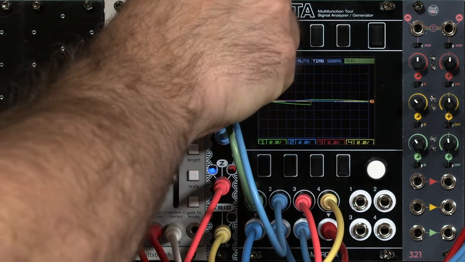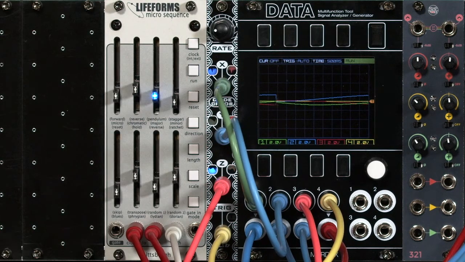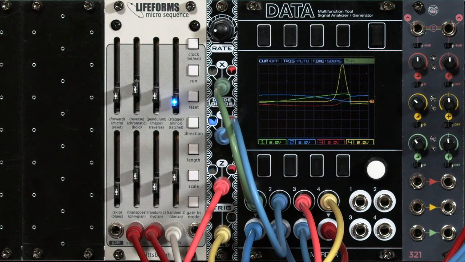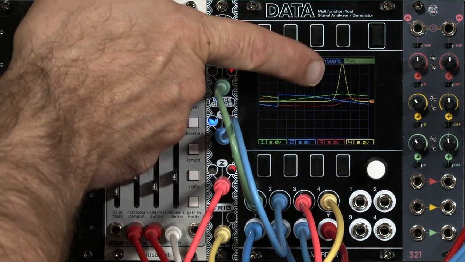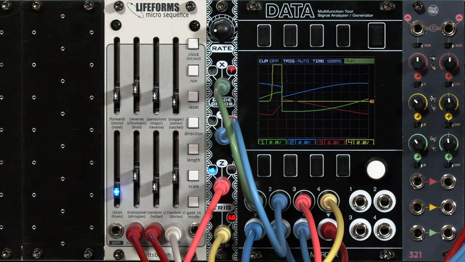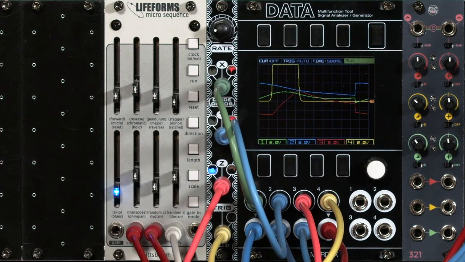Whereas if I slow it way down, we're going to get fewer triggers, but different shapes and excursions out of our chaotic voltages. Notice it's not even a real clean pulse there. We're getting a wider sweep out of our Z output, the magenta trace, which is controlling the filter's cutoff.